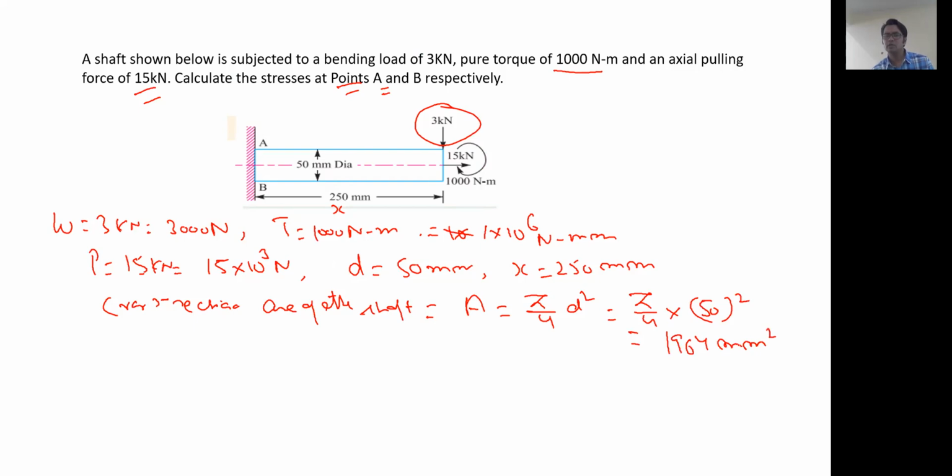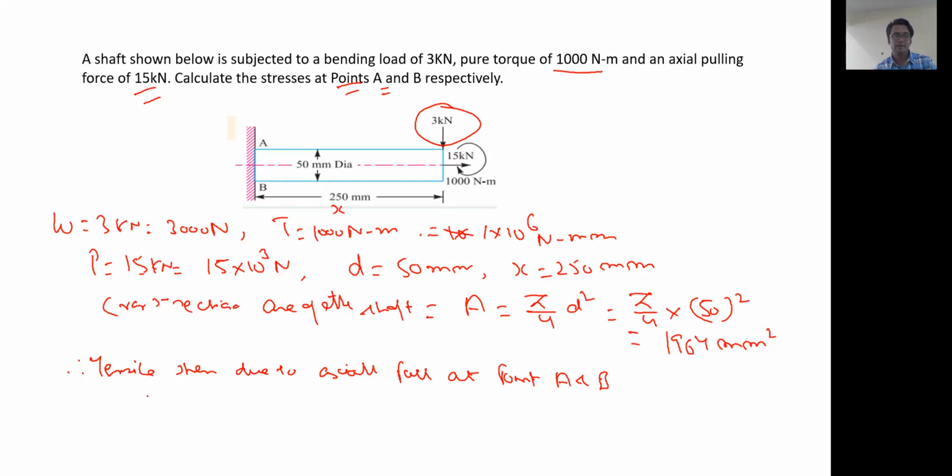I hope that you can find it by yourself, right? Okay, so now we have to find out, first of all, what is the tensile stress due to axial pull at points A and B? Okay, fine. We have to find out that, right?